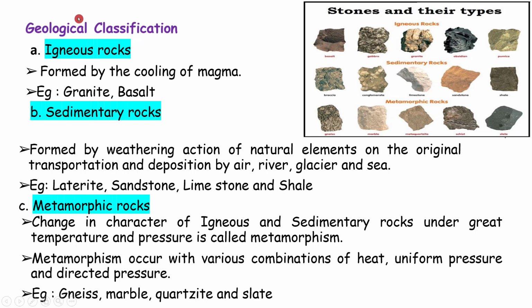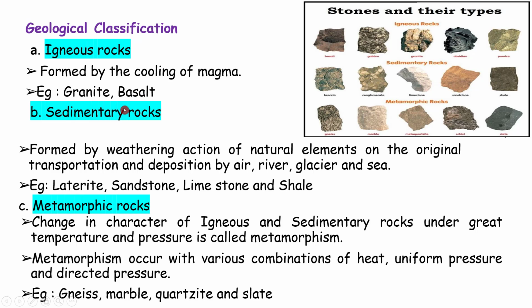So we will see in detail. First we will look into the geological classification. They are classified into igneous rocks, sedimentary rocks, and metamorphic rocks. This we already studied during your school days. The igneous rocks are formed by the cooling of magma. It can be granite, basalt, etc.